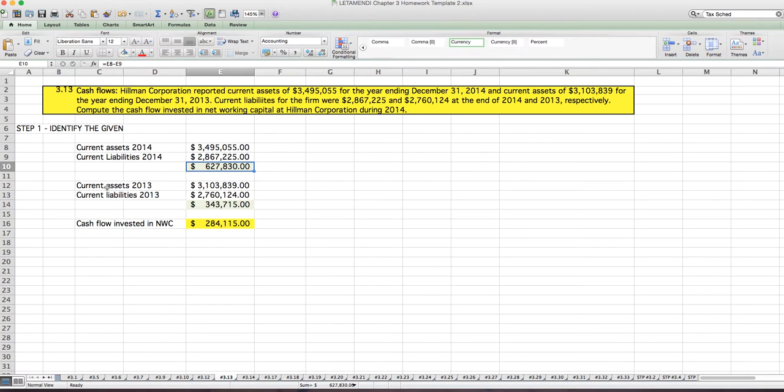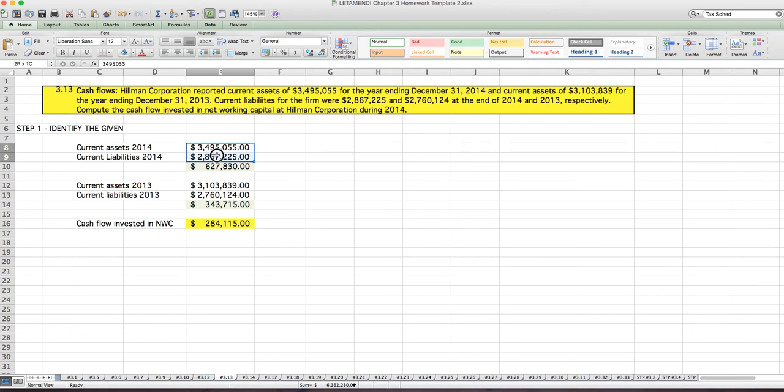So then we take current assets, right? 3.1, we know that from the problem here, $3.1 million, and then the current liability is $2.7 million, which was the latter half of the second sentence. Compute the cash flow invested in net working capital at Hillman Corporation. So the net working capital, in order to identify that first, you need to know what the net income was. So in order to identify the net income, all you do is you take your assets for the year and then you subtract the liabilities.